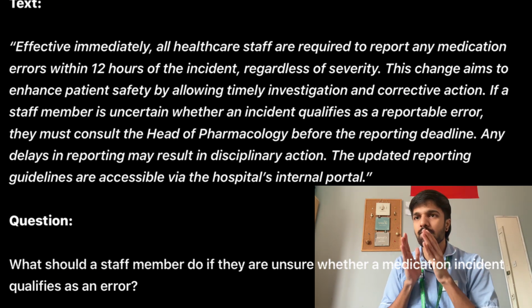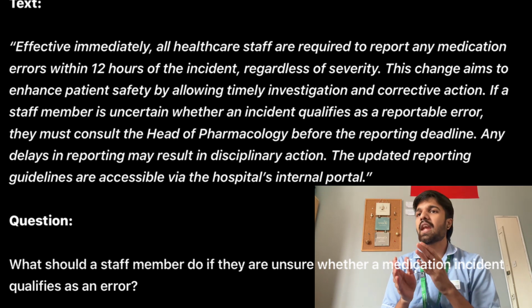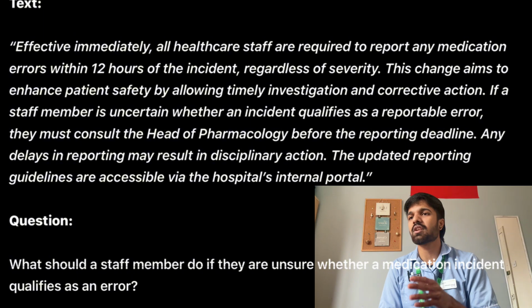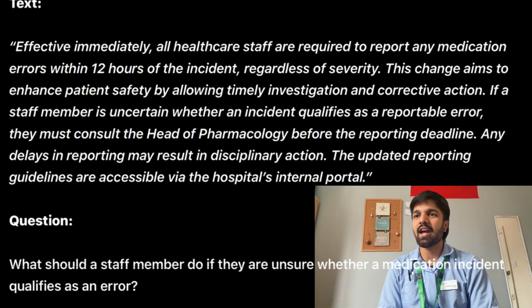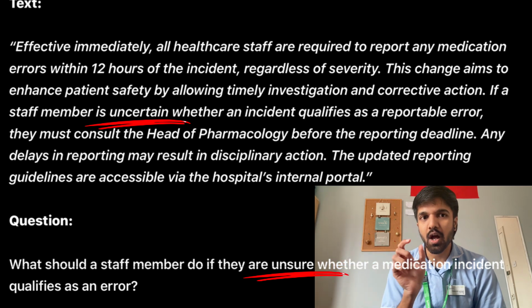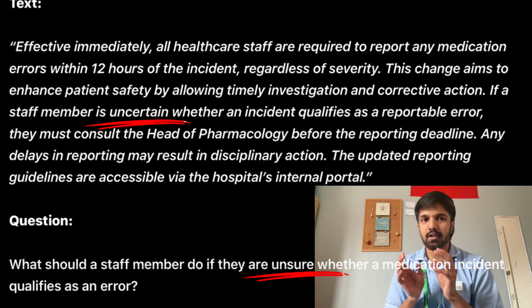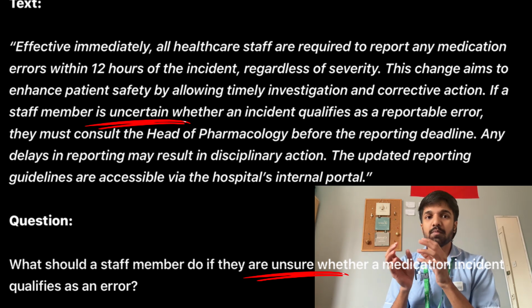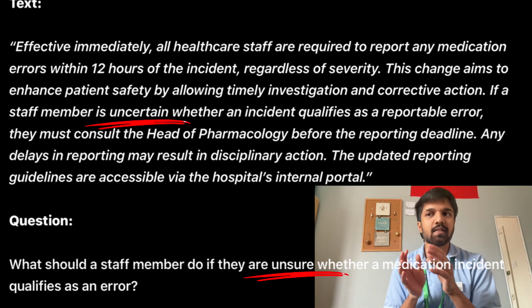This change aims to enhance patient safety by allowing timely investigation and corrective action. If a staff member is uncertain, and the question was unsure. Uncertain and unsure, see the familiarity.